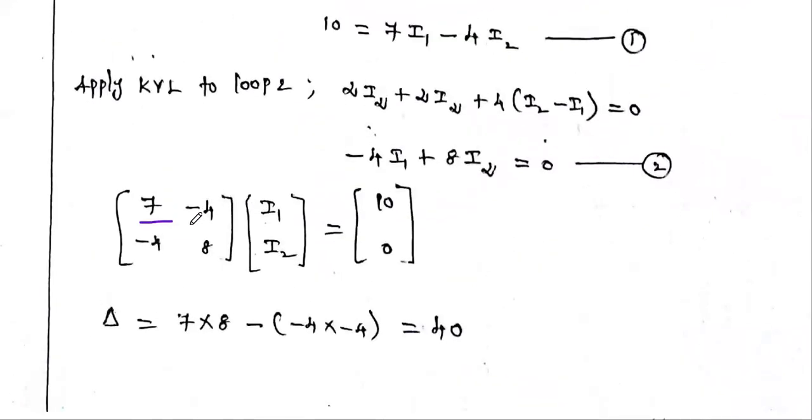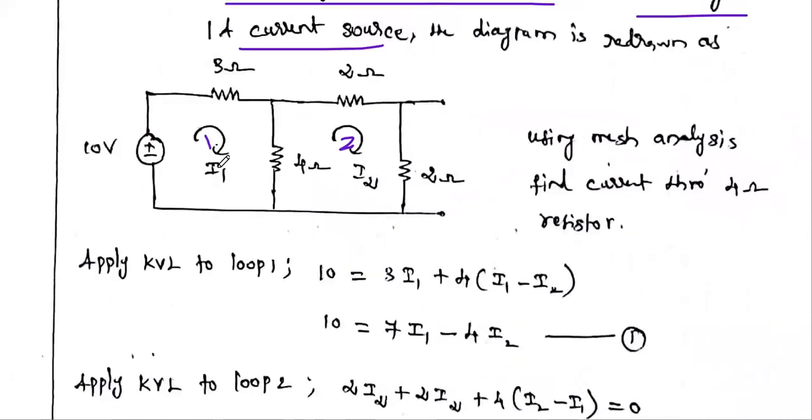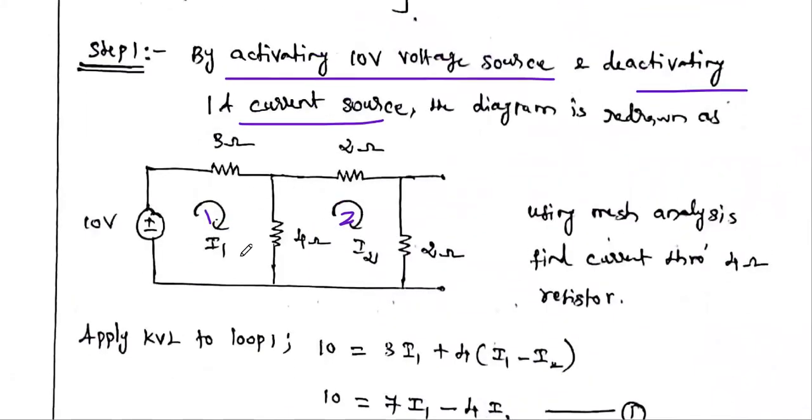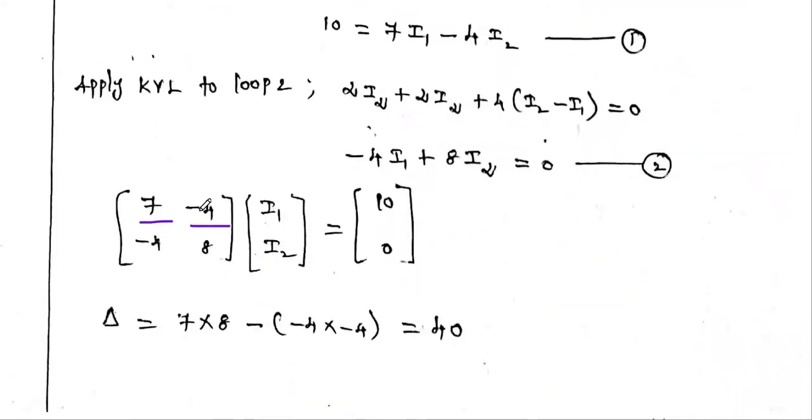Okay, then what is this? It is R12. R12 means the common resistance between the first loop and the second loop. Which one? 4. In order to mention the common element, we have to put a minus symbol. So minus 4. Similarly, this is R21. R21 and R12 are both equal, so you just substitute the same 4.